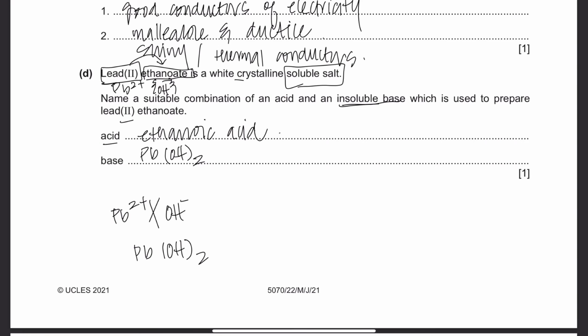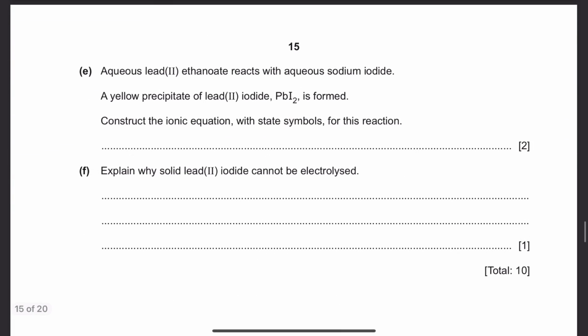Okay, yeah. Aqueous lead ethanoate reacts with aqueous sodium iodide, and a yellow precipitate of lead iodide is formed. Construct an ionic equation with state symbols. Now if it's a precipitate of lead iodide, you realize what the ionic equation would be? Pb2+ plus I minus gives you PbI2, and you need 2I minus for the 2 plus.